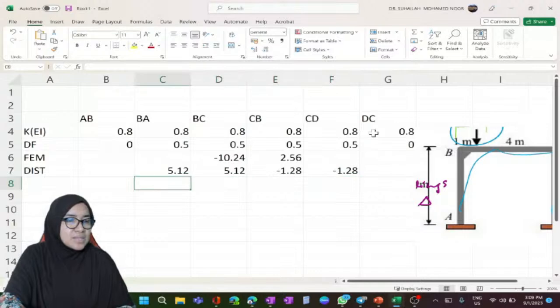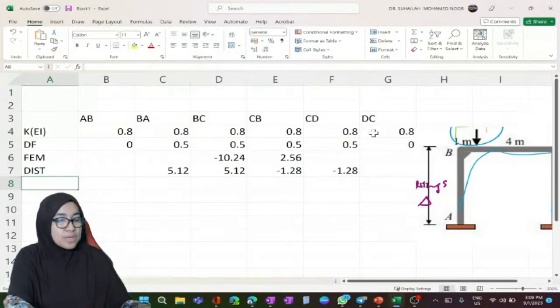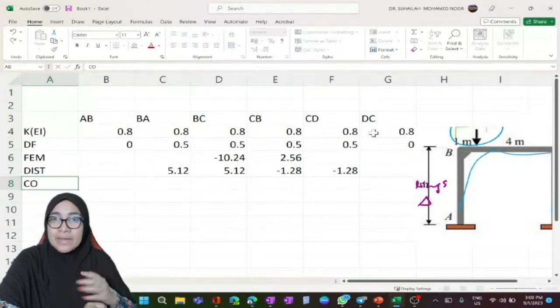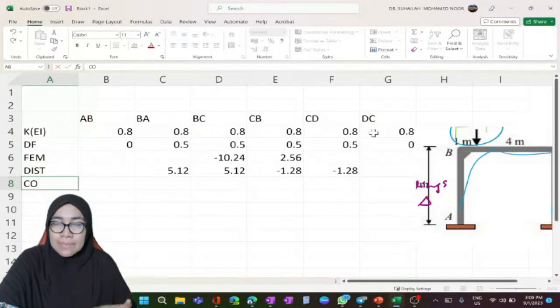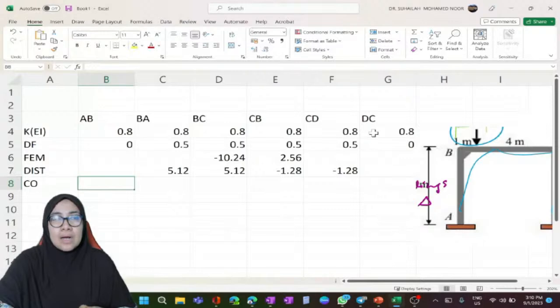Since A and D are fixed ends, we have to carry the value by multiplying with the carryover factor. The factor for a fixed end and an internal support is 0.5. If the end is a pin or a roller, the factor is 0. So in this case, the factor is 0.5 for all. We have to bring the value to the opposite end.